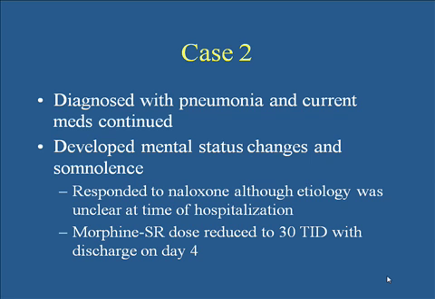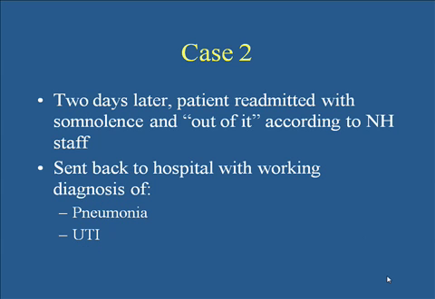So what we did is we reduced the dose from 60 milligrams TID to 30 milligrams TID, and then discharged her back to the nursing home on day 4. 2 days after that, the patient came back, readmitted with somnolence again, and being quote-unquote "out of it," according to nursing home staff. She was sent back to the hospital with a working diagnosis again of pneumonia, and for some reason, I don't know how, she developed a UTI despite the antibiotics that she went home on.